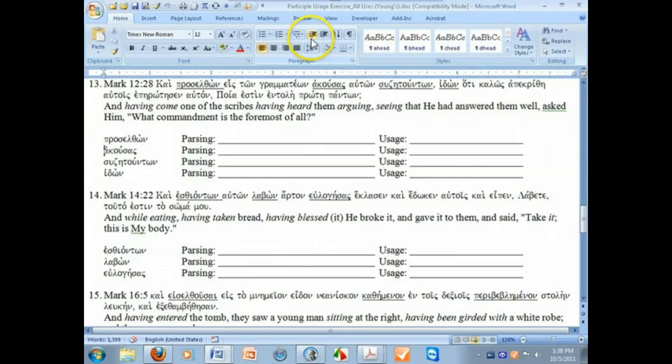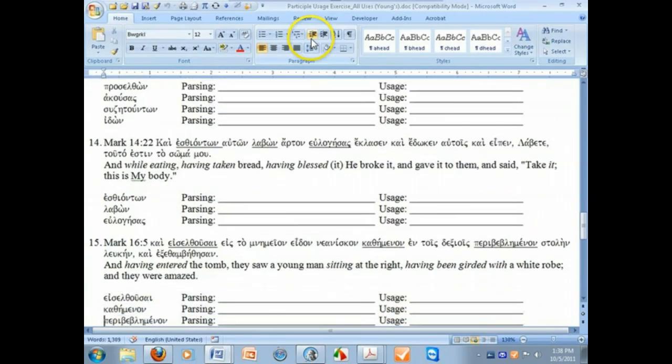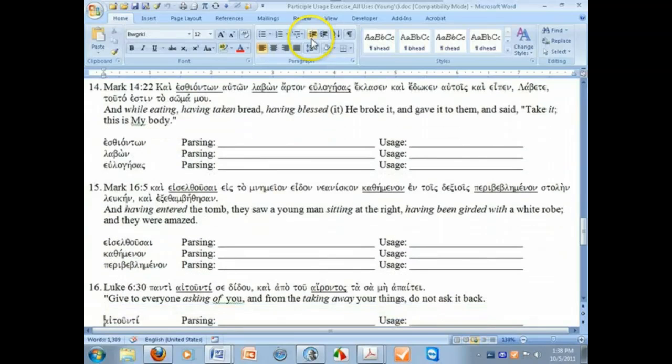All right, and then the third participle there, periblepsmenon. Brandon? I have perfect passive masculine singular accusative. Okay. And the usage as attributive participle. Modifying what word?